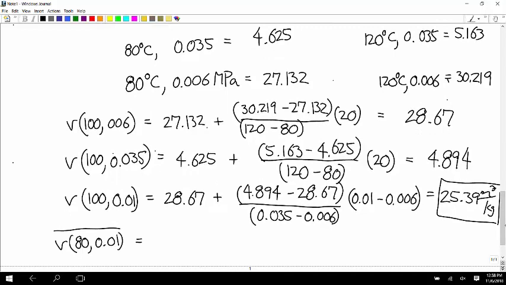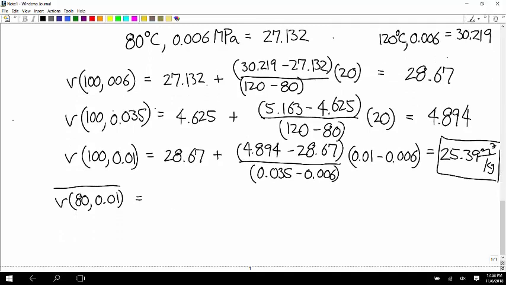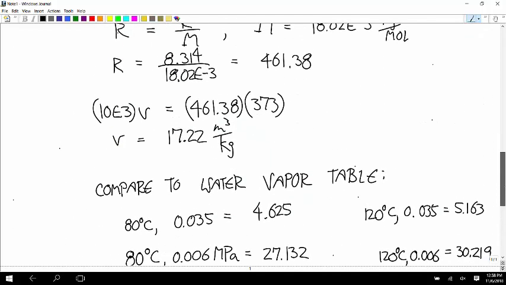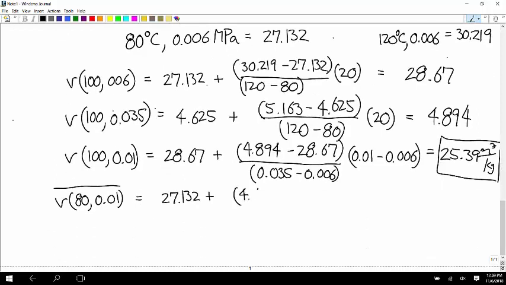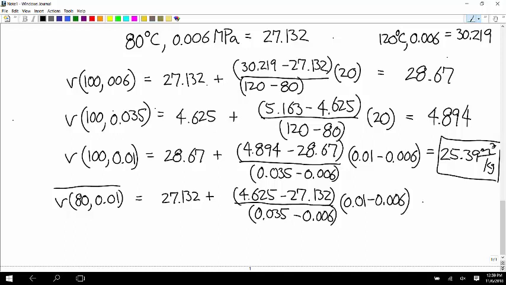So at 80.01, so we're going to go 27.132 plus the quantity, where is it? 4.625 minus 27.132 divided by 0.035 minus 0.006 times 0.01 minus 0.006. And what do you get for that?